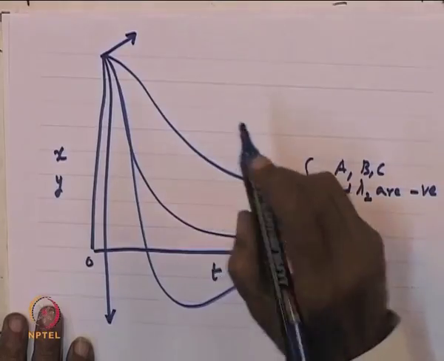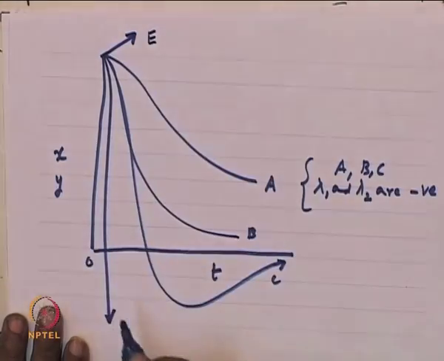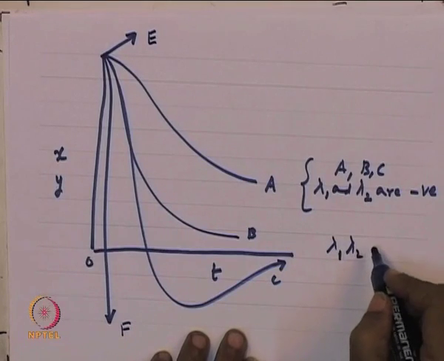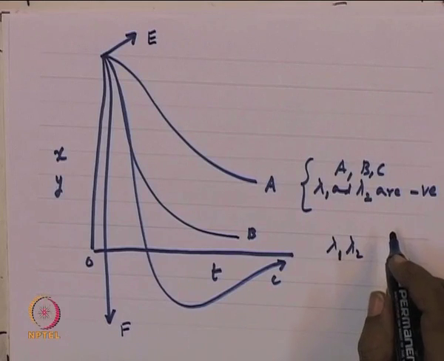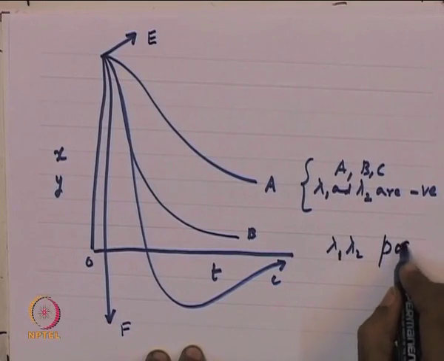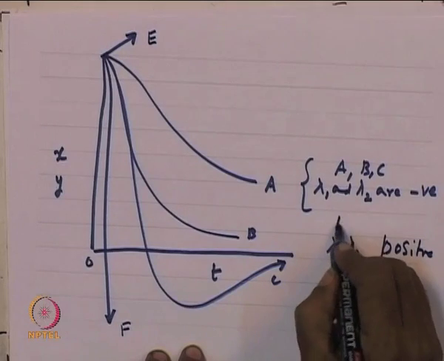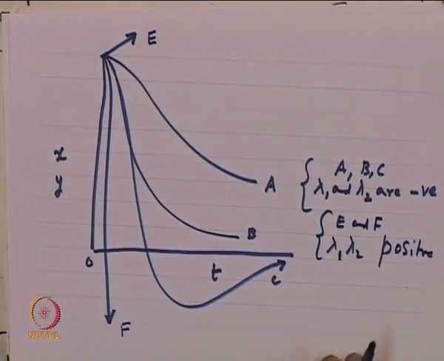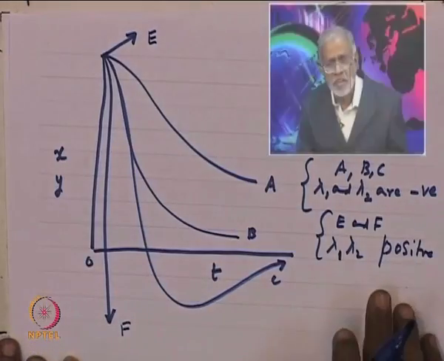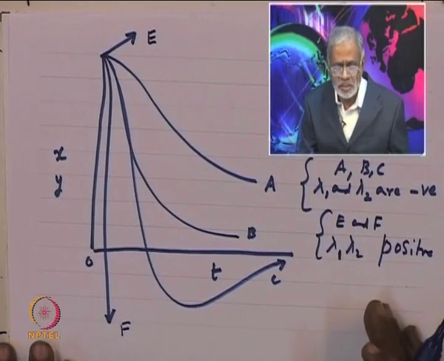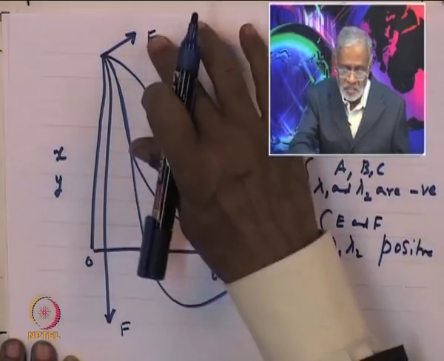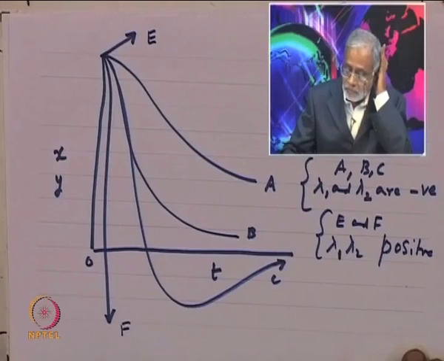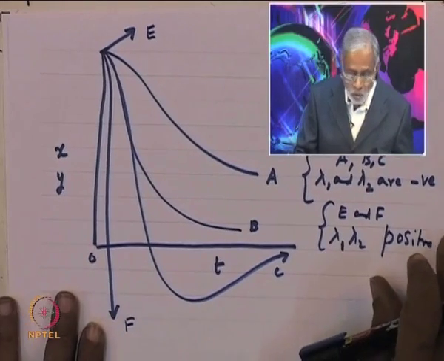So, this E and F are values of lambda 1 and lambda 2 positive. Okay. So, this is E and F. When lambda 1 and lambda 2 are positive, the process runs away, which means that these are instances of unstable situation. That means, when there is a disturbance under conditions of E and F, it does not return to the same steady state. Therefore, these instances are unstable. Okay. Let us look at one more instance.